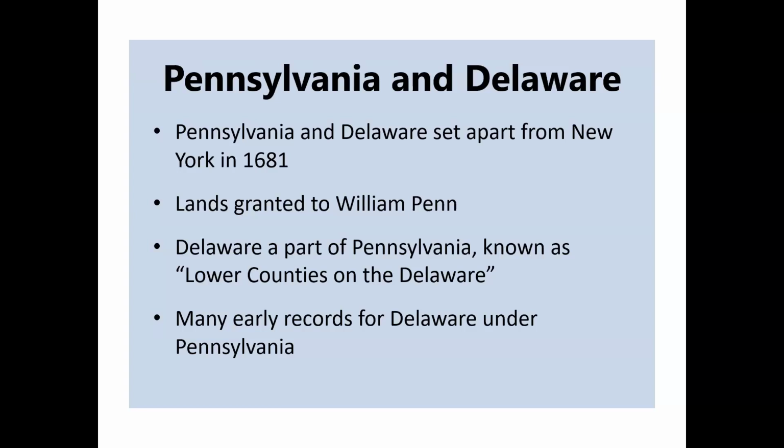When it comes to Pennsylvania and Delaware, as I mentioned, they were set apart from New York in 1681, and then the lands were granted to William Penn. Of course, everybody knows about him. At this point, Delaware was a part of Pennsylvania. It was known as the lower counties on the Delaware. So if you see that term in a book or in some kind of history, that's what they're talking about, what became the state of Delaware. So many of the early records for Delaware may be found under Pennsylvania.